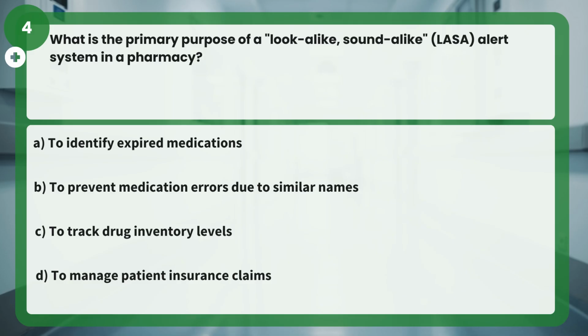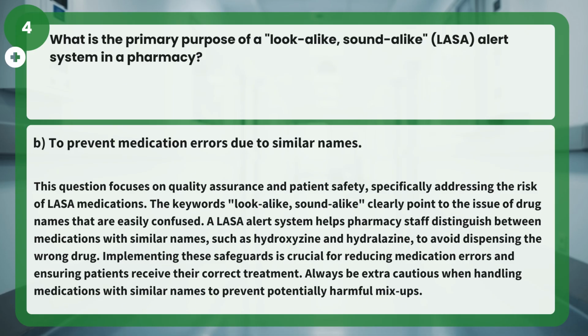Question 4. What is the primary purpose of a look-alike, sound-alike, LASA, alert system in a pharmacy? A. To identify expired medications. B. To prevent medication errors due to similar names. C. To track drug inventory levels. D. To manage patient insurance claims. Answer B. To prevent medication errors due to similar names.